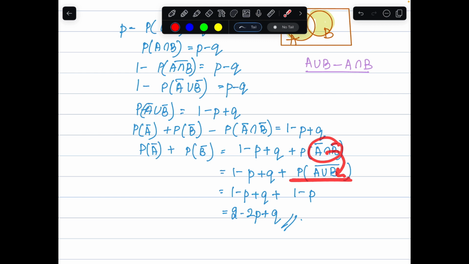Now what is this? This is again 1 minus P of A union B. Correct? Which is 1 minus P, and then you equate it, you will get this. So we have proved P of A bar plus P of B bar is equal to 2 minus 2P plus Q.